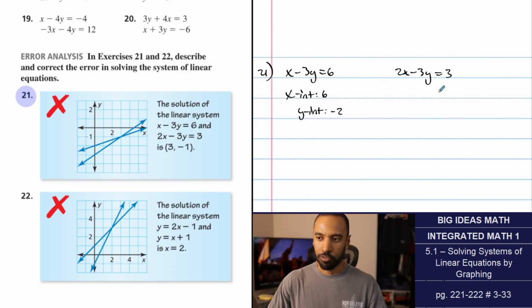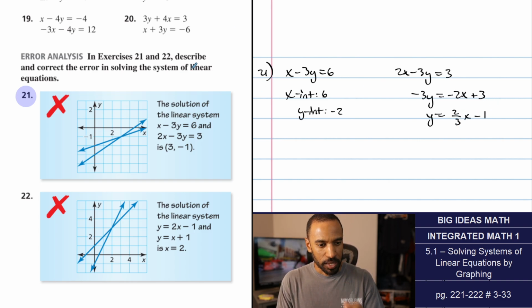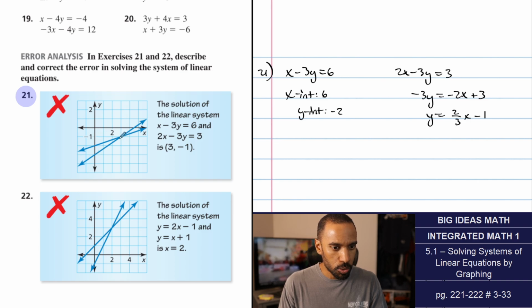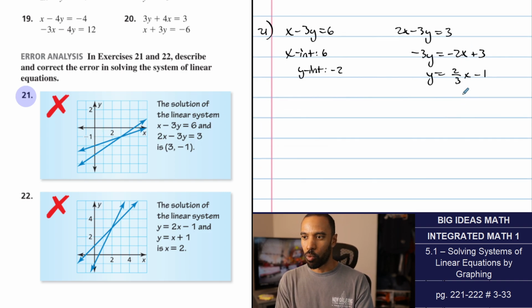I don't want to use standard form because of the x-intercept, although I guess it's possible. But if I subtract 2x from both sides and divide everything by negative 3, it becomes a positive 2/3 and a negative 1. So that graph seems different. This goes up 2/3, but it has a y-intercept of negative 3 instead of negative 1. So that one's graph is wrong.